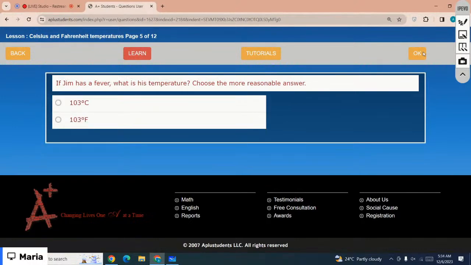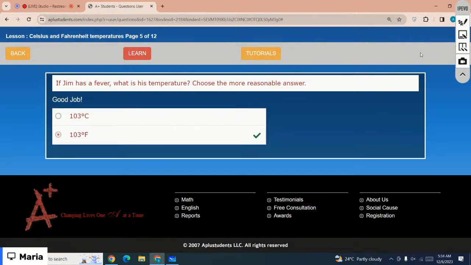Okay, what is the temperature? If Jim has a fever, what is his temperature? Choose the more reasonable answer. It is 103 Celsius or 103 Fahrenheit, which is the correct option? That is, I think, 103 Fahrenheit. The correct option is 103 Fahrenheit. Okay.